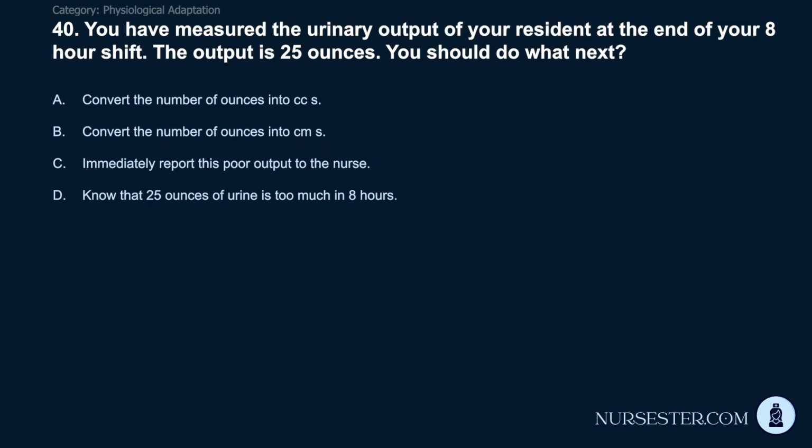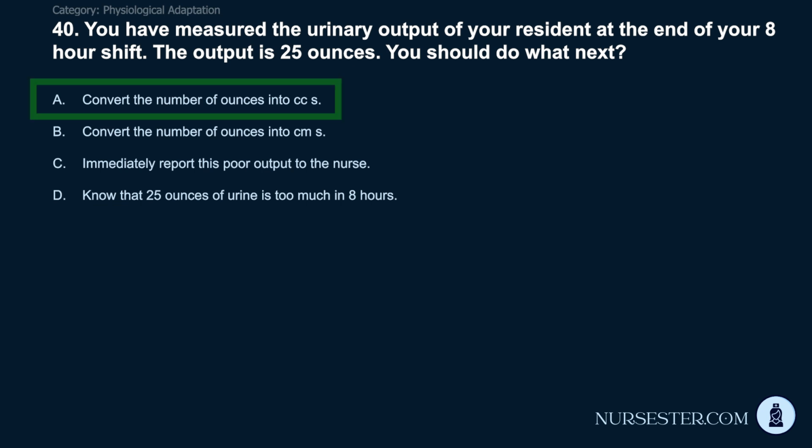40. You have measured the urinary output of your resident at the end of your 8-hour shift. The output is 25 ounces. You should do what next? A. Convert the number of ounces into CCs. B. Convert the number of ounces into CMs. C. Immediately report this poor output to the nurse. D. Know that 25 ounces of urine is too much in 8 hours.